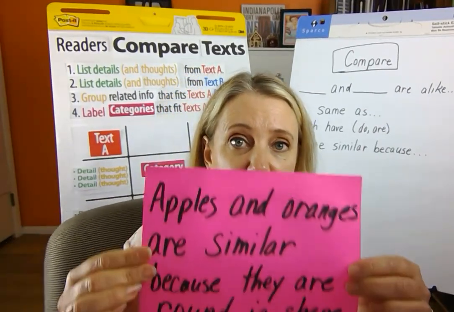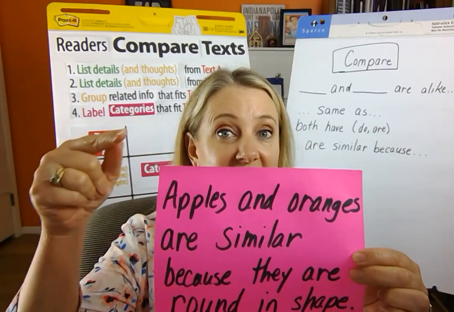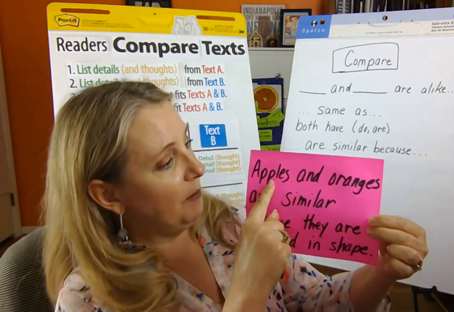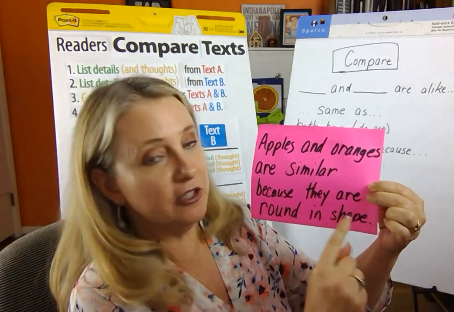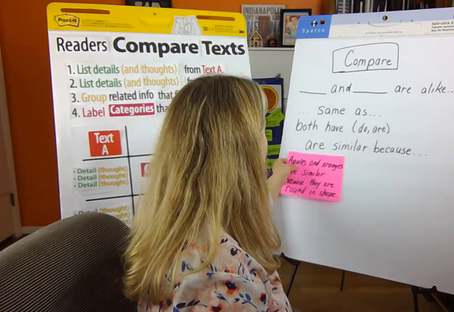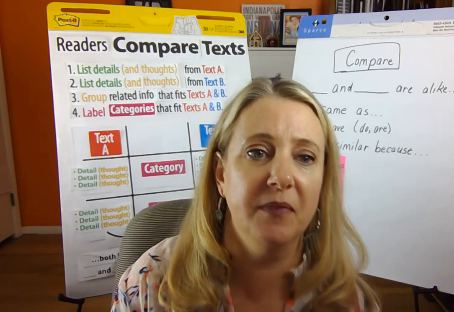And so here it's on pink because it's my inference. This is what I'm really thinking about when I'm comparing. Apples and oranges are similar because they are round in shape. So I'm going to add that over here to my chart. Okay, so let's keep going.